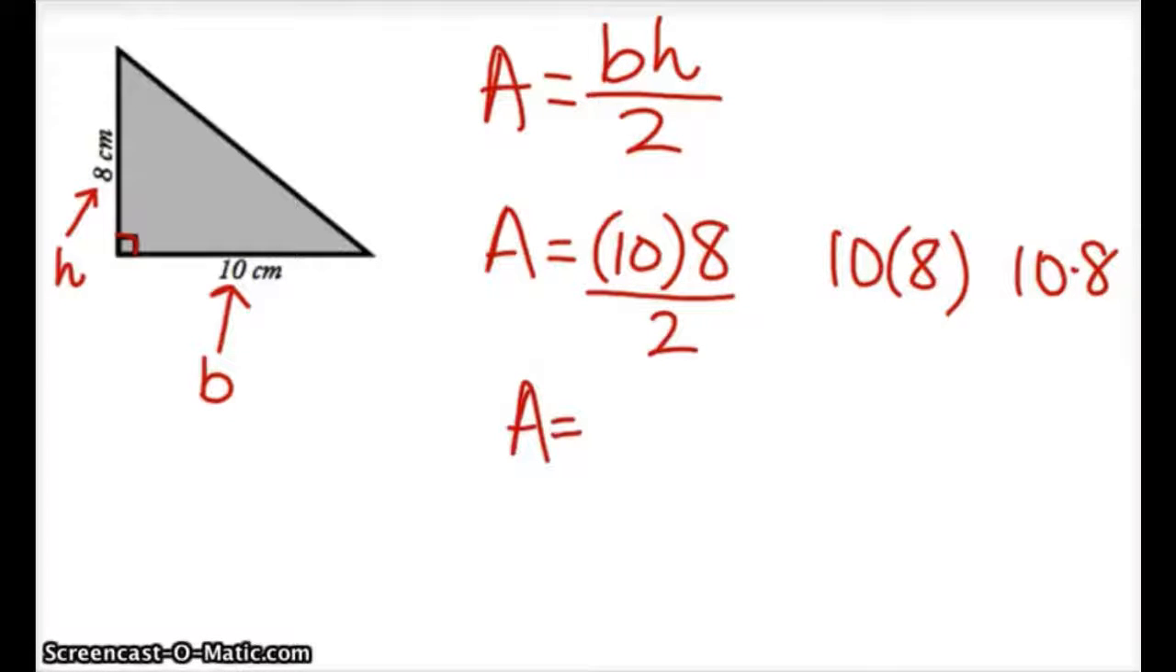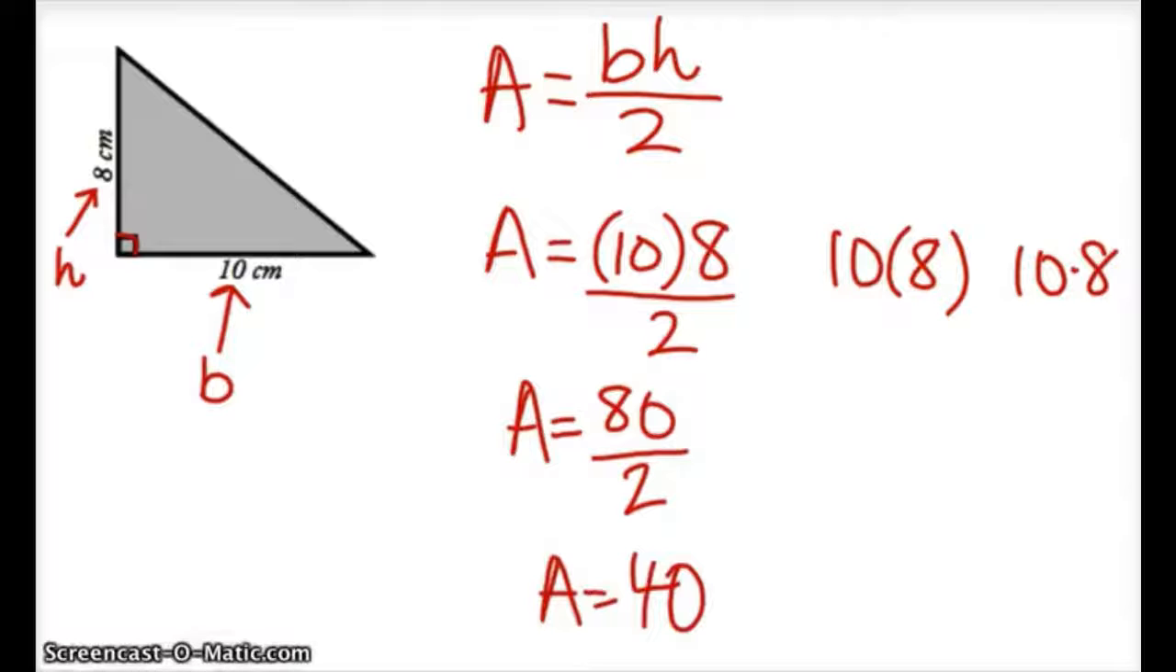The three steps that you need to have: write your formula with 10 times 8 divided by 2, multiply the top, and then divide by 2, and I get 40. Make sure that you have your units. I have centimeters, and because it's area, and I'm multiplying two things together, the base and the height, I need to have centimeters squared. So area equals 40 centimeters squared.